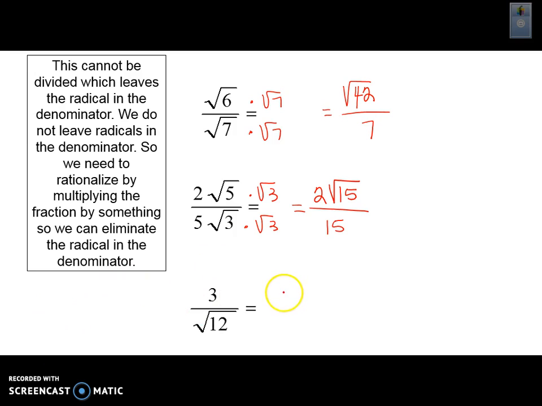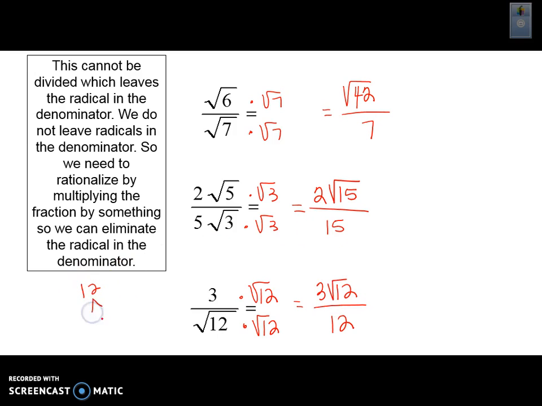Lastly, we have 3 over the square root of 12. So we don't reduce anything, which means we're going to have to multiply square root of 12 to rationalize. So we've got 3 square root of 12 over 12. Now, 3 over 12 will reduce, so you can go ahead and reduce that if you want to, or you can start by simplifying the square root of 12. Either way is going to land you with the same answer in the end.